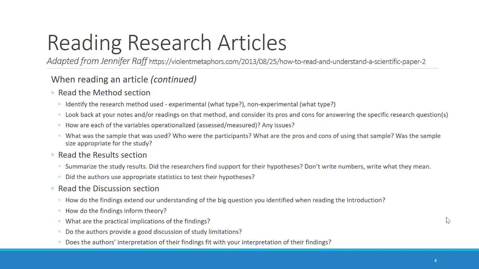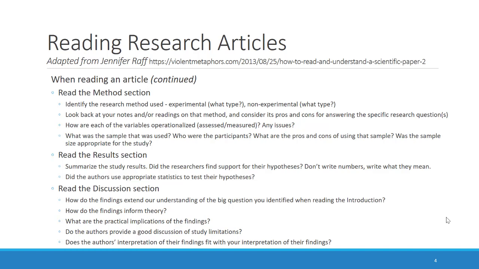So remember we talked about last time how p of less than 0.05 indicates statistical significance. So usually statistical significance indicates support for a hypothesis. So write that down. Also, did the authors use appropriate statistics to test their hypotheses? You might not be at a point in the semester right now where you're able to assess that, but you will be later on when we cover different types of statistics.